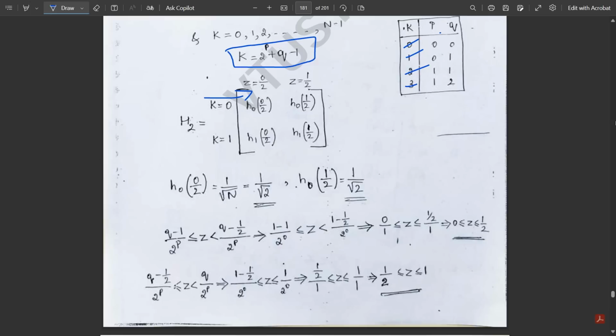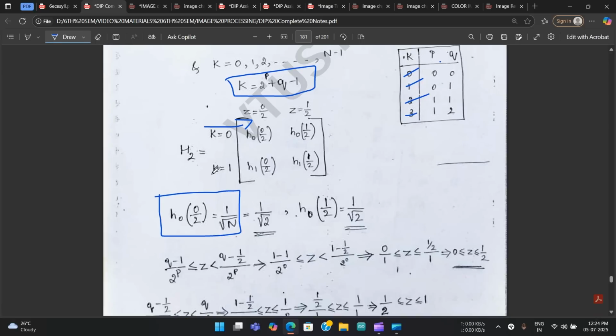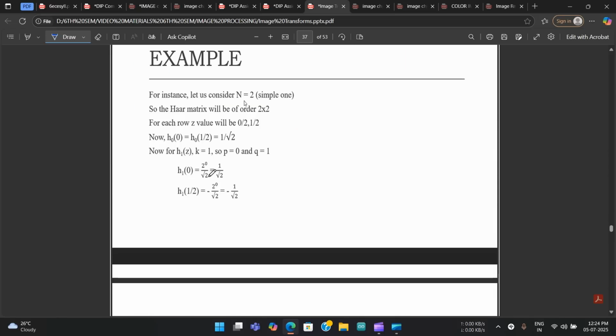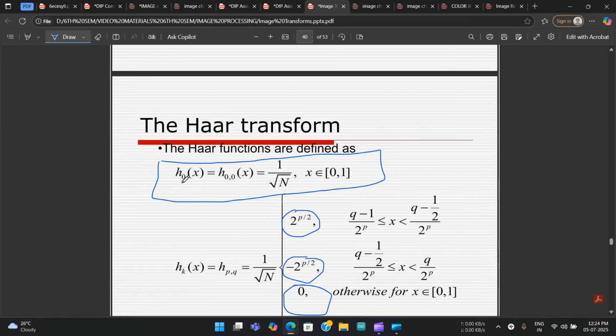Okay, consider any Haar matrix, whether it is 2, 3, or 4. The first row elements are the same, and the first row element formula is given directly as 1 by root n. Since in the formula they have given it like that, you see here, h0 of x, that is h0,0 of x, is 1 by root n. So for the first row elements it is 1 by root n, and it is fixed.